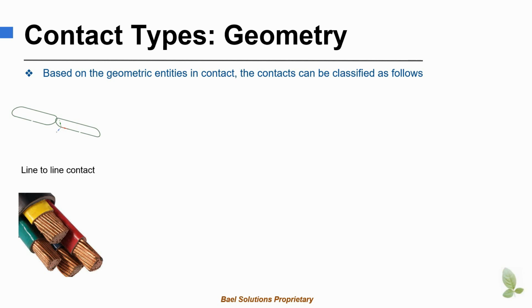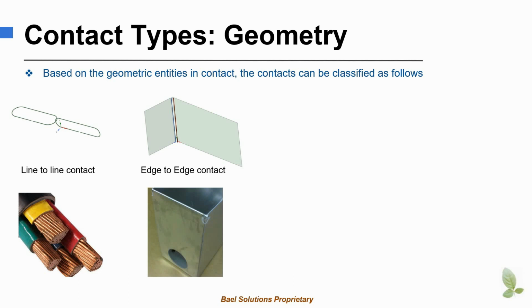The second type is the edge-to-edge contact. In this case, edges of the two surfaces come in contact with each other. An example of this type of contact is the edges of a box-shaped container.